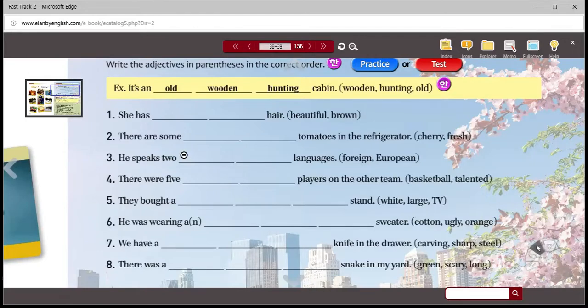So pause right here, do the activity in your book, and then press play, and we will review as a professor and student.